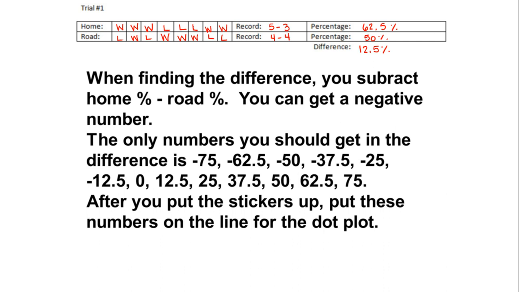So this is an example of a simulation where I took the cards and separated them as stated before. I got a winning percentage at home of 62.5% and a percentage on the road of 50%. The difference would be 62.5 minus 50, which is 12.5. When you're doing these differences, you can get a negative number, that's okay, but you have to get one of the numbers listed on the screen. Negative 75 up to 75 in increments of 12.5.